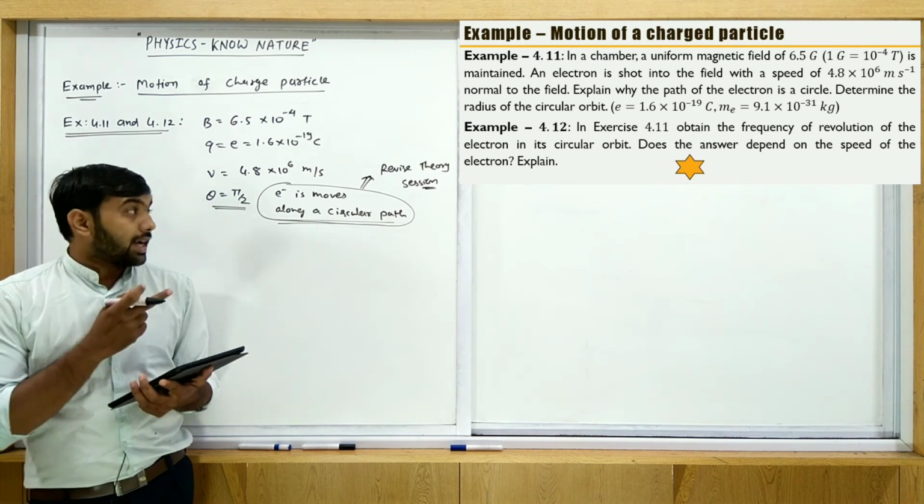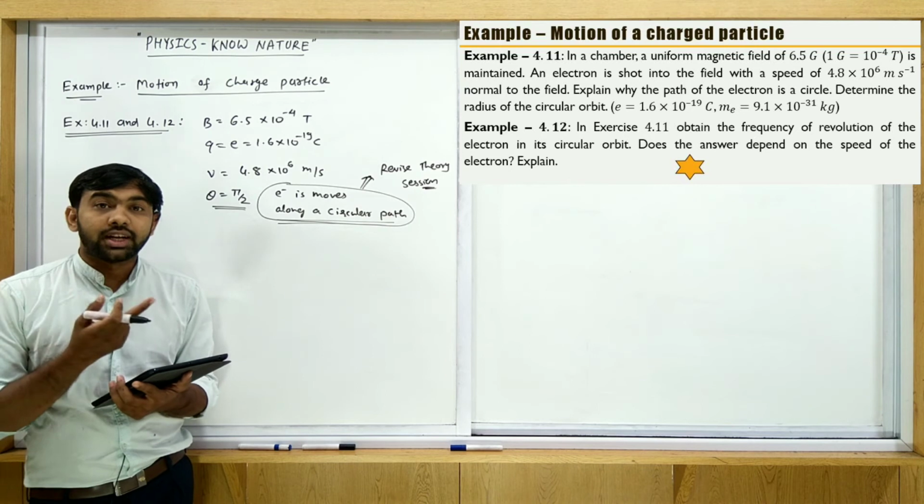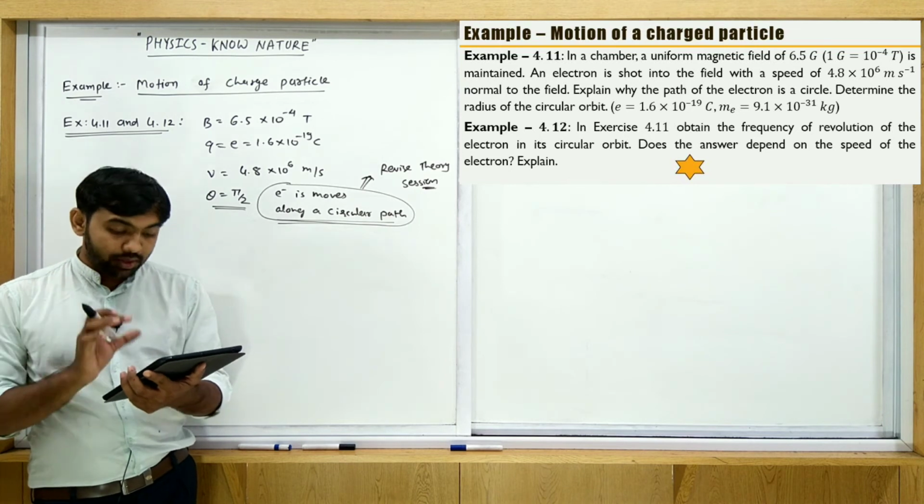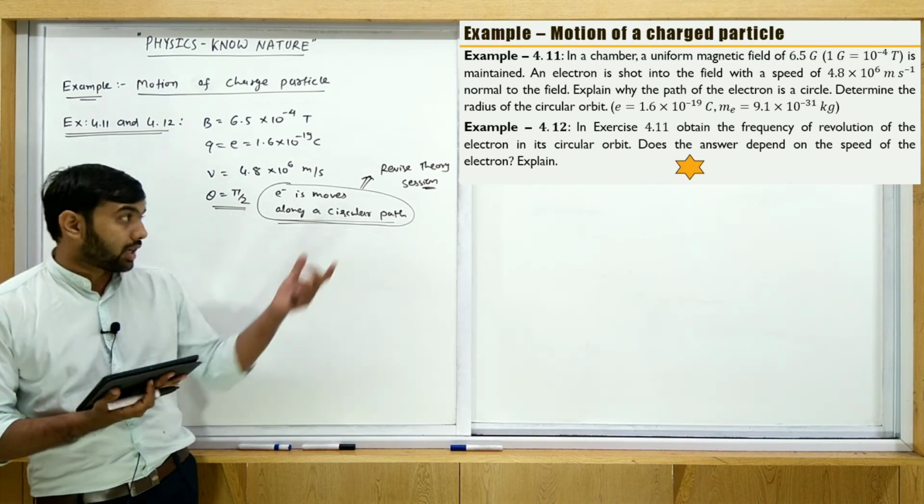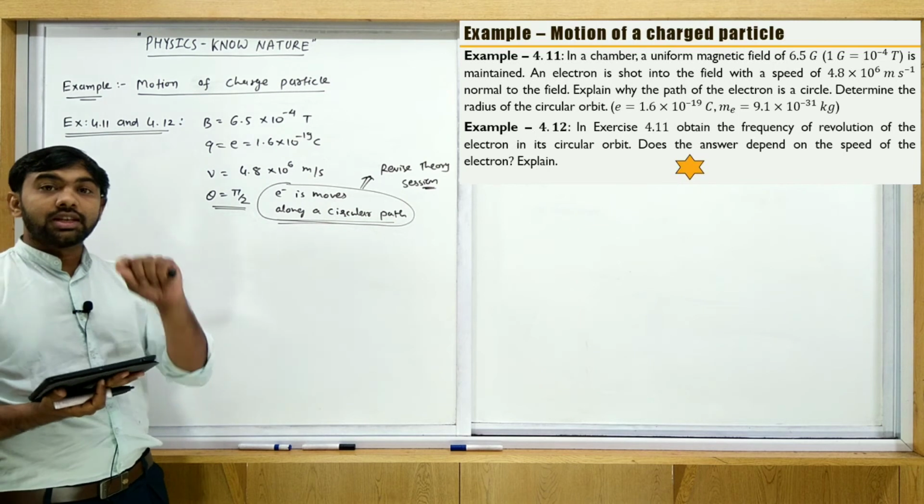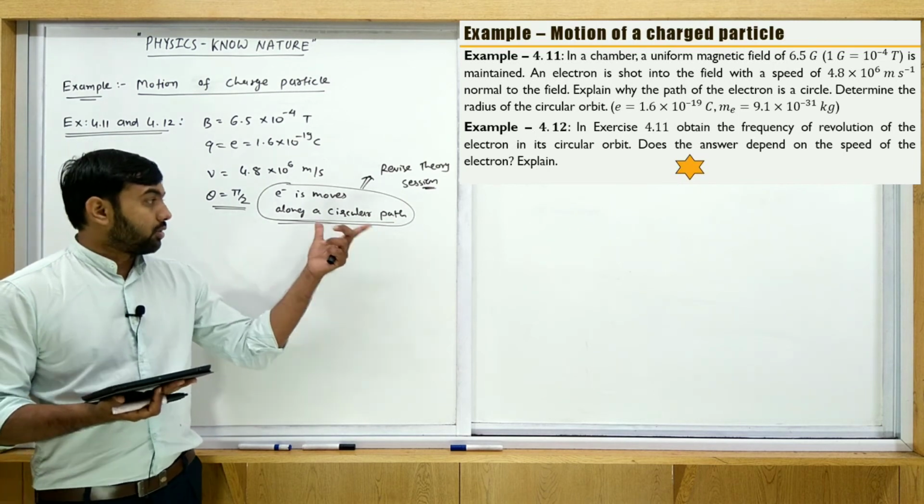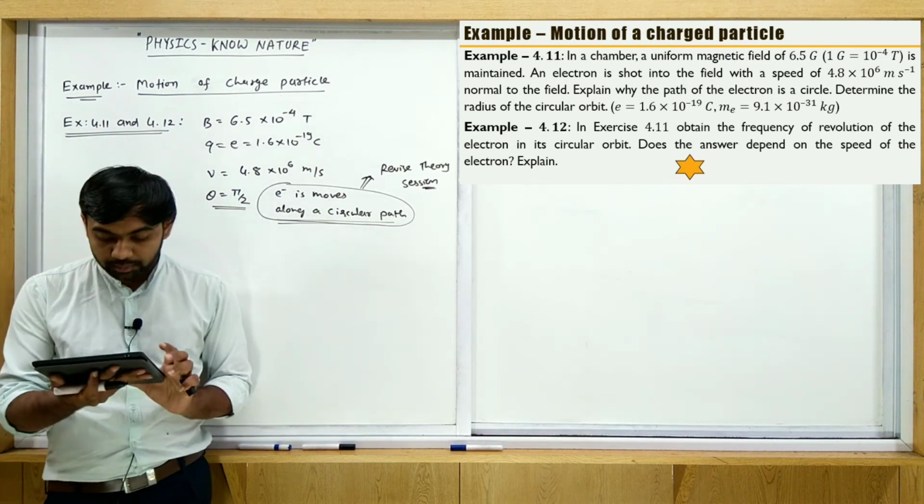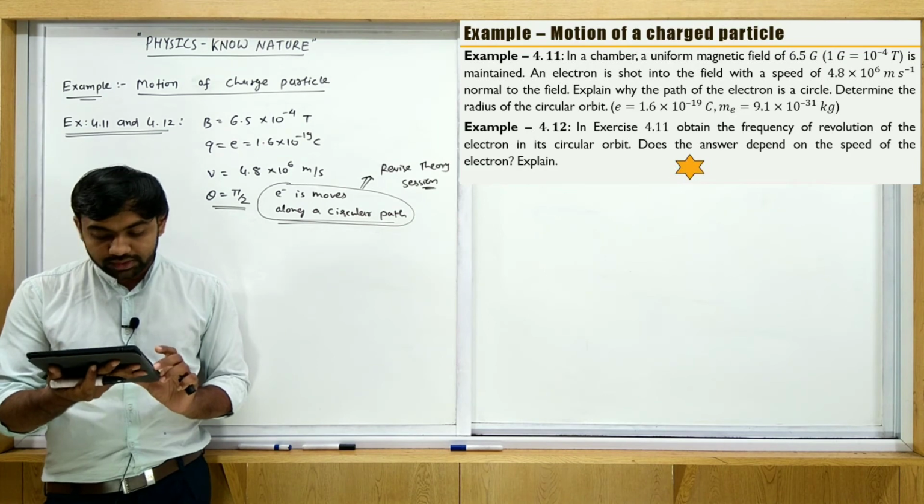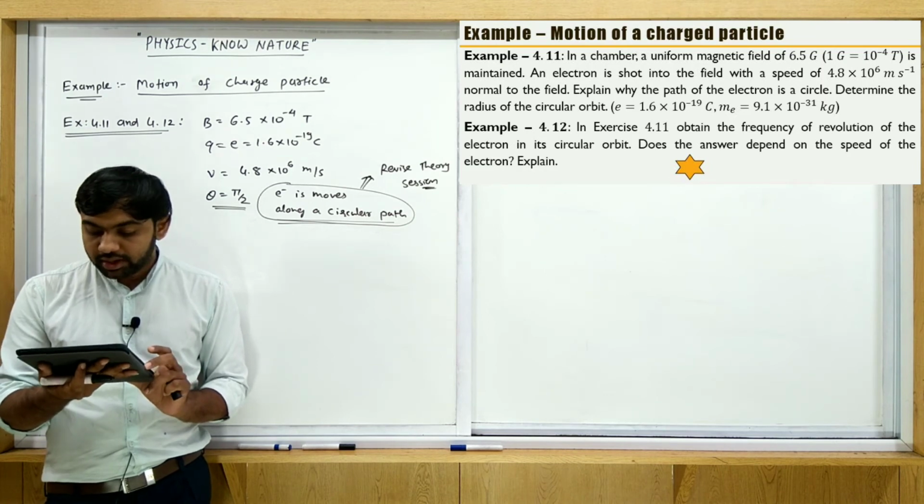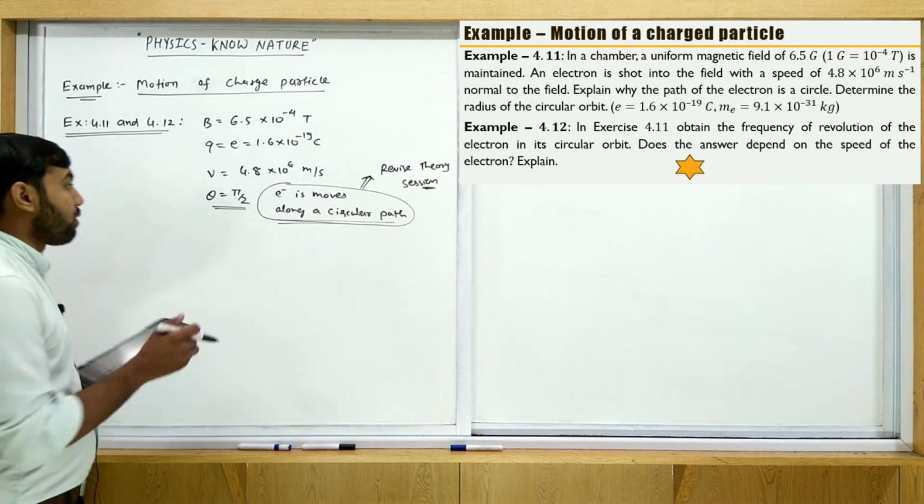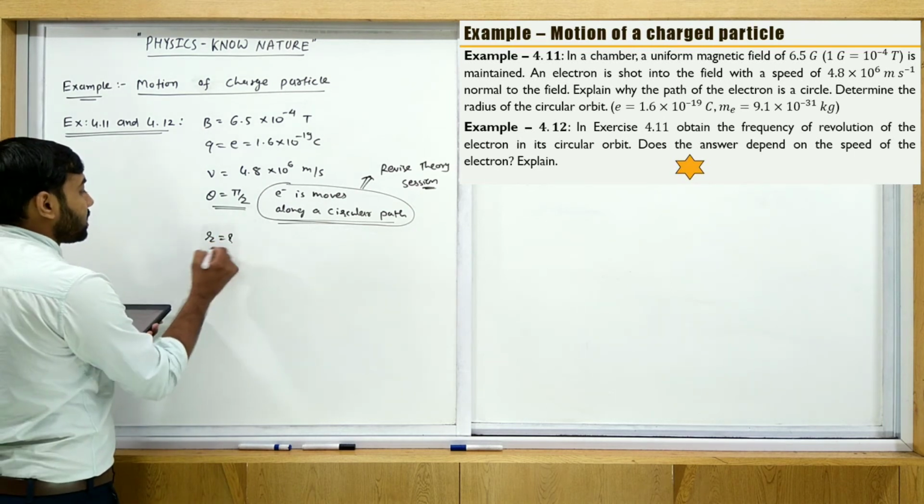We write this topic in the additional note, but right now, this topic is given in the exercise, so it is considered as part of board theory. Now, what do we have to find here? Determine the radius of the circular orbit. So we have to find out R is equal to what?